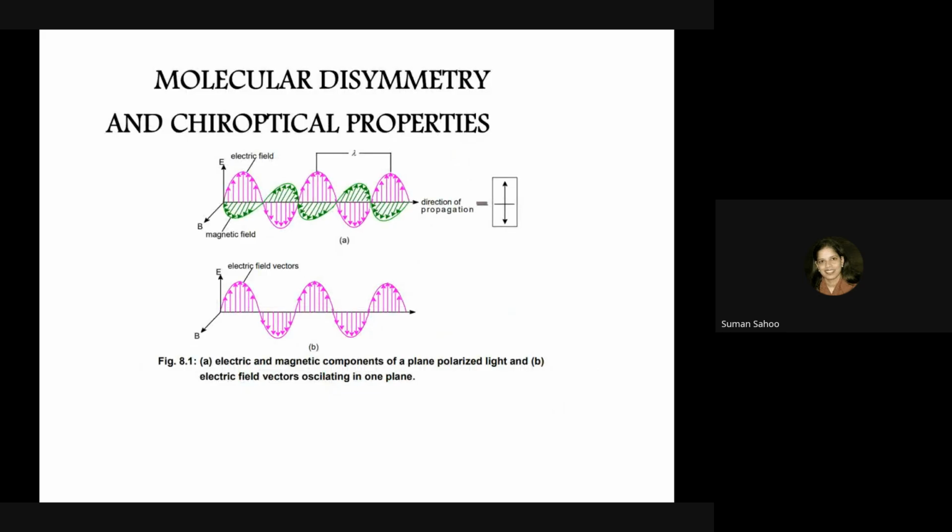Next comes molecular dissymmetry and chiroptical properties. In the last class, yesterday, we discussed asymmetry, dissymmetry, all those things. How do these dissymmetric or asymmetric molecules behave optically? We have told that chiral compounds rotate plane polarized light. So how are chiroptical properties and molecular dissymmetry actually connected?